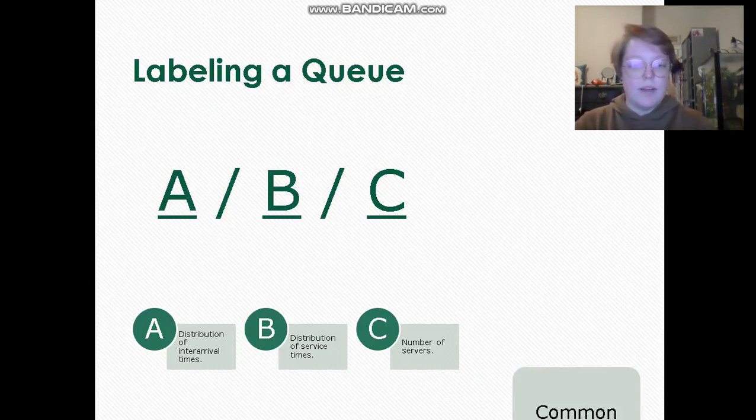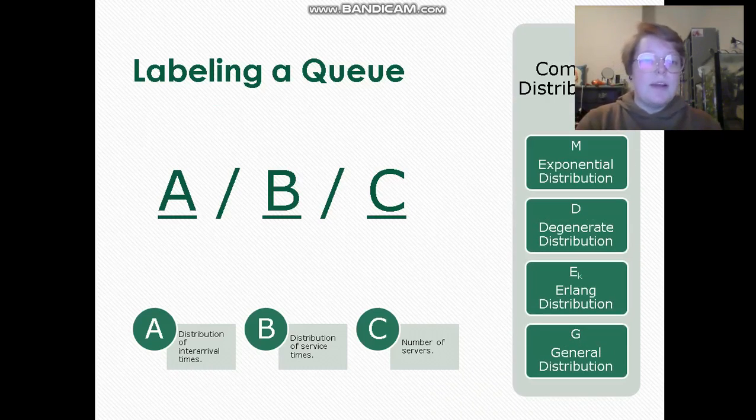All right, so here are some pretty common distributions that we're going to see. I know my face cuts it off. These letters M, D, E_K, and G would be placed in place of A, B, and C. So M would represent exponential distribution, D would represent degenerate distribution, E_K would represent Erlang distribution, and G would represent general distribution. You might be familiar with some of these, having taken statistics. They're also covered in chapter 17 of the book if you'd like to take a look at that as well.